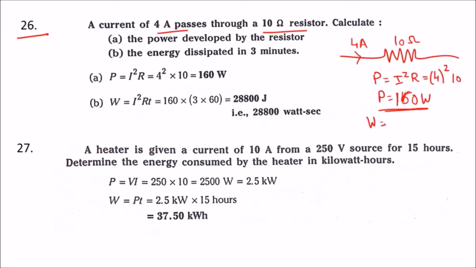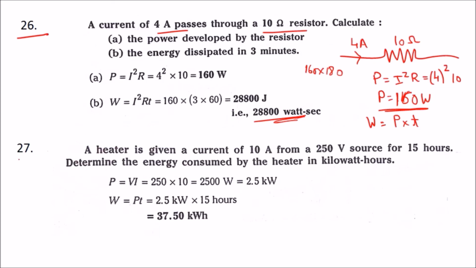that is, energy W is equal to P into T. We can take T, they have given it as 3 minutes. If we take it in seconds, it's 180 seconds. So if we multiply 160 into 180, we get 28,800 joules, or watt second. So 28,800 watt second is the energy dissipated in 3 minutes.